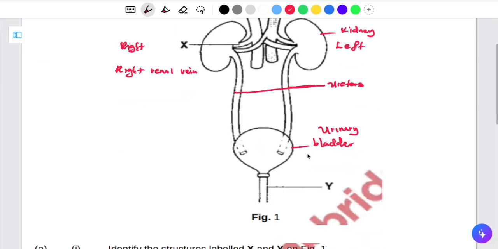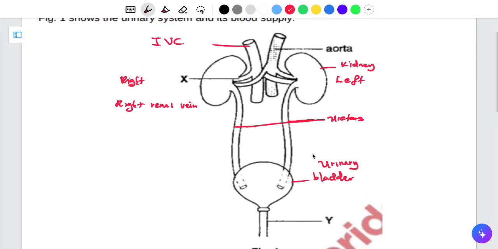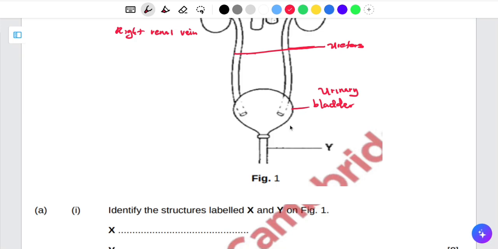Now one thing you need to understand here is that urea is not formed in the kidney. Urea is formed in the liver. But what is formed in the kidney is urine. So the function of the bladder is the storage of urine. Then we have the part labeled Y. So the part labeled Y is called the urethra.